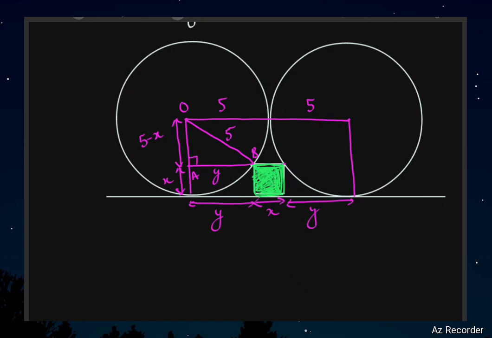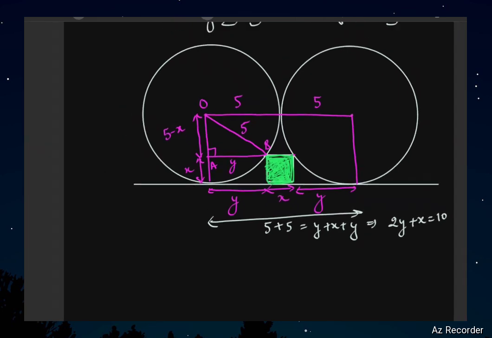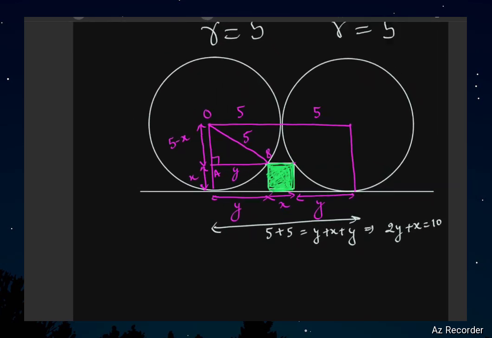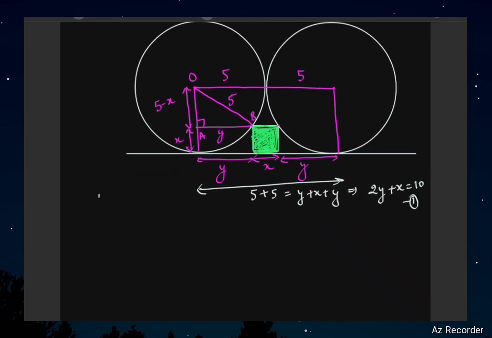Okay, this AB. Now this side from here to here is equal to 5 plus 5, and this side is equal to y plus x plus y, which means 2y plus x equals 10, right? So this will become easier to solve. So now this is equation 1, and another equation we will get from the right angle triangle.